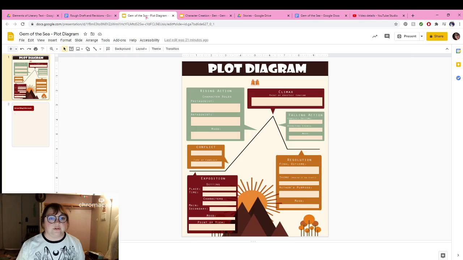I'm going to move on to the plot diagram portion. So it depends on how you work. I work linearly. I start from the beginning and I go to the end. But some people don't do that.